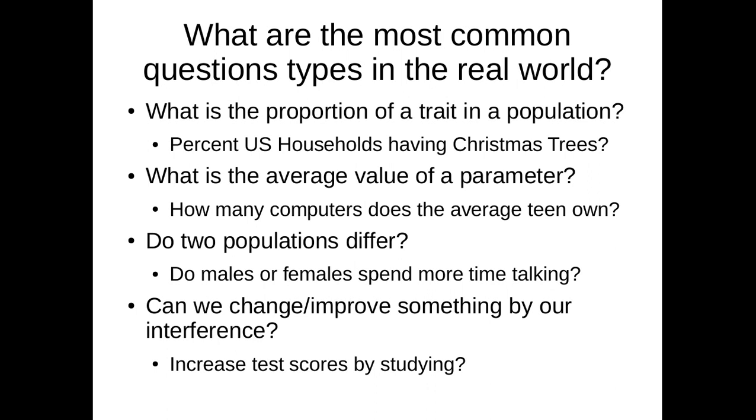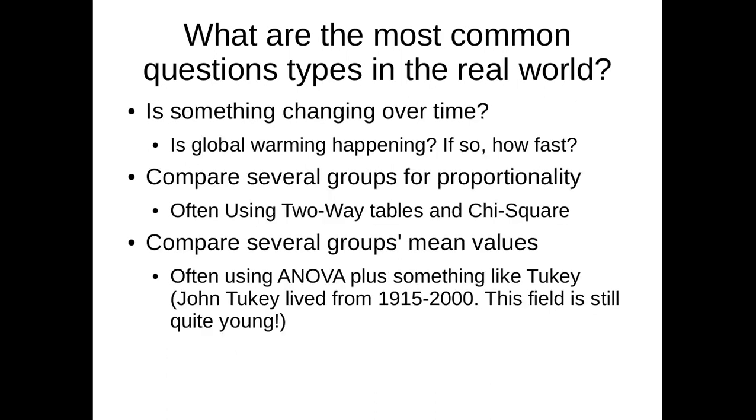Those are really common question prototypes, and these all have to do with hypothesis testing in one way or another. We also want to know, is something changing over time? We want to compare several groups for proportionality. We often use two-way tables and chi-square for that. We often want to compare several groups' mean values, and then we often use ANOVA, and then we add along something like Tukey test to that, so that we can tell which groups are higher or lower than which other groups.